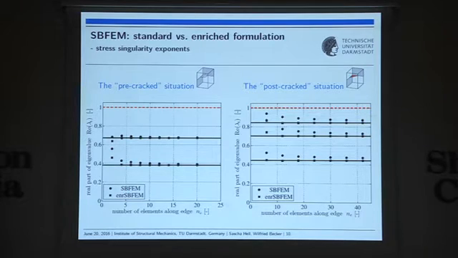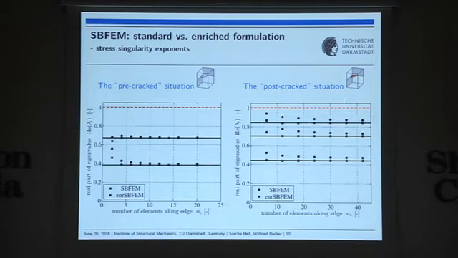Okay, now we want to take a short look at how the image formulation actually performs compared to the standard formulation. We want to look at the stress singularity exponents, which we can calculate. For the pre-crack situation, we see here the results obtained for the enriched SBFEM are the filled squares, and the filled circles are the results obtained by the SBFEM, and the lines are the actually converged values. We see that the enriched SBFEM converges very fast and shows very accurate values for already very small meshes, which are only 4 elements along the height.